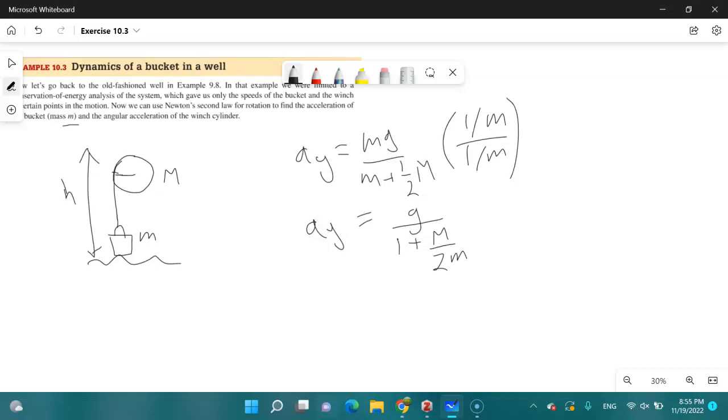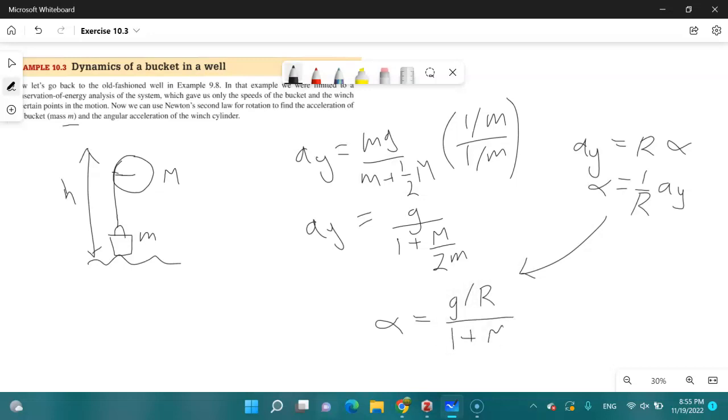And now, if we keep going, we know that acceleration in the y direction is equal to the radius of the winch times the angular acceleration. And we know that the angular acceleration is equal to 1 over the radius of the winch times the acceleration in the y direction. So once we plug these values in, we know that the angular acceleration is gravity over the radius of the winch, over 1 plus the mass of the winch over 2 times the mass of the bucket. And that is our overall angular acceleration.